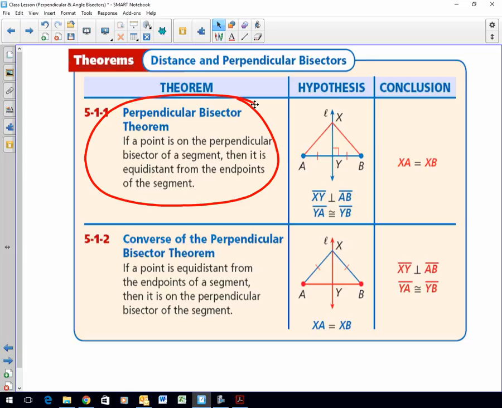We have what we call the perpendicular bisector theorem and the converse of the perpendicular bisector theorem. The perpendicular bisector theorem says if a point is on the perpendicular bisector of a segment, then it is equidistant from the endpoints of the segment. The converse just says the opposite: if a point is equidistant from the endpoints of a segment, then it's on the perpendicular bisector of the segment.